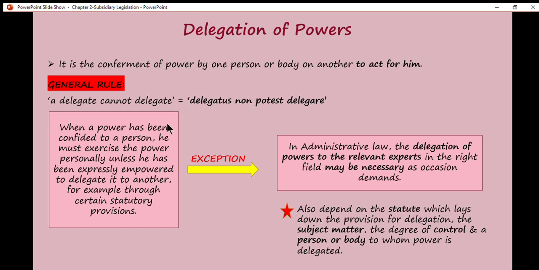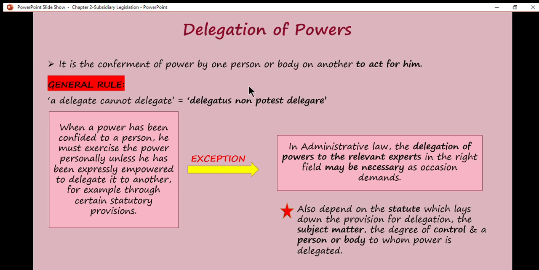A delegate cannot delegate, because the public authority has been delegated. So they cannot delegate their power. When a power has been confided to a person, he must exercise the power personally unless he has been expressly empowered to delegate it to another, for example, through certain statutory provisions. So once they get the power from the statute, they have to perform the power personally.